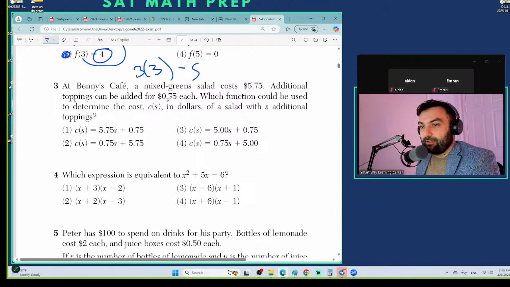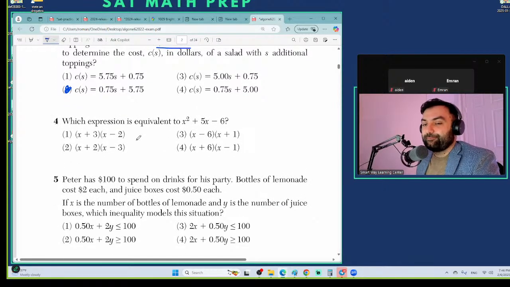Alright, at Benny's Cafe, a mixed green salad costs $5.75. Additional toppings can be added for $0.75 each. Which function could be used to determine the cost in dollars of the salad with x additional toppings? So we have the salad for $5.75 and the toppings for $0.75 each. So $5.75 we pay basically once, and then $0.75 we pay per topping. So again, 2.